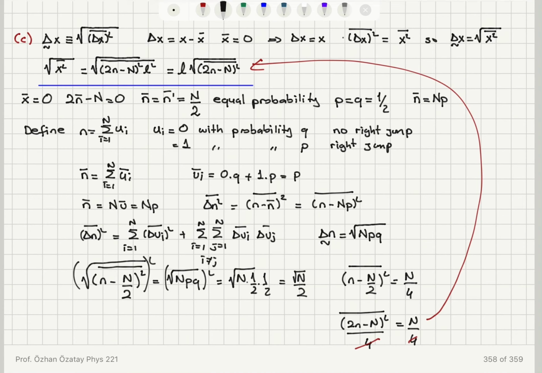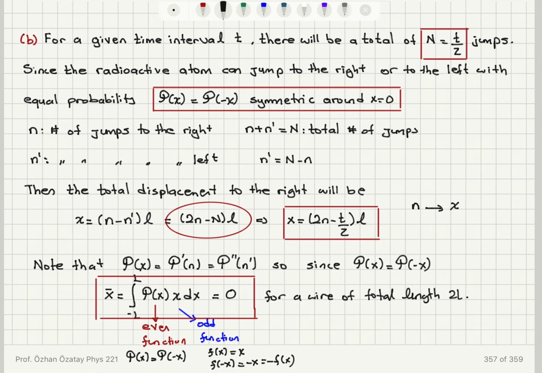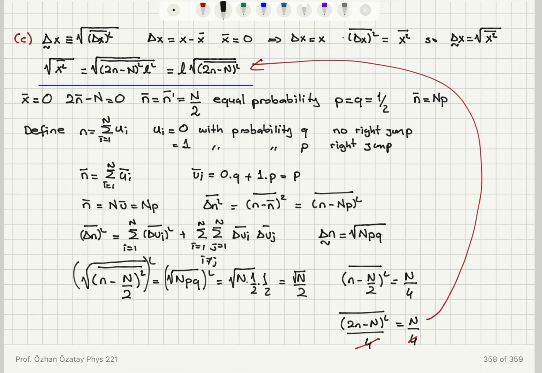As for the standard deviation, which is by definition the square root of the mean square deviation from the mean, since the mean value of the displacement is 0, delta x is equal to x, so the standard deviation is the square root of x square bar. And since x is (2n minus capital N) times L, it is L times the square root of the mean value of (2n minus capital N) squared. X bar is 0, so 2n bar minus N is 0, so n bar, or n prime bar, is capital N over 2. And p and q are 1/2, so n bar is capital N times p.